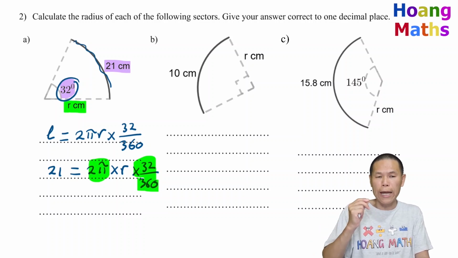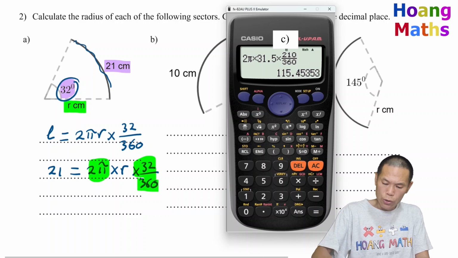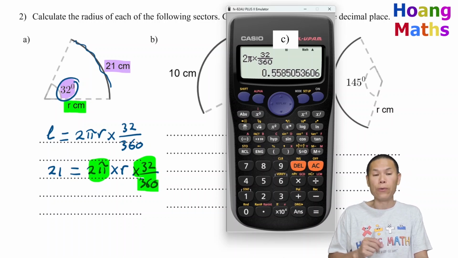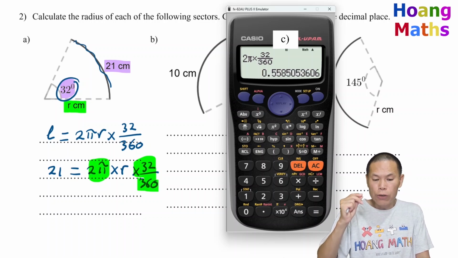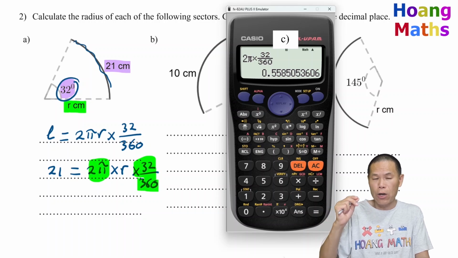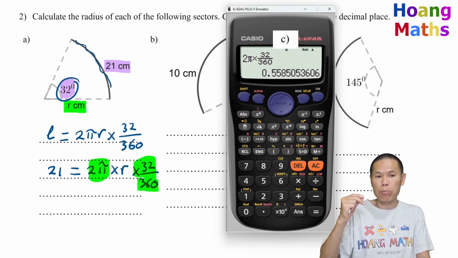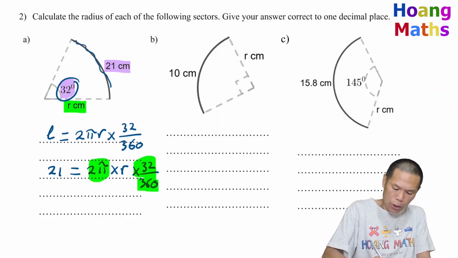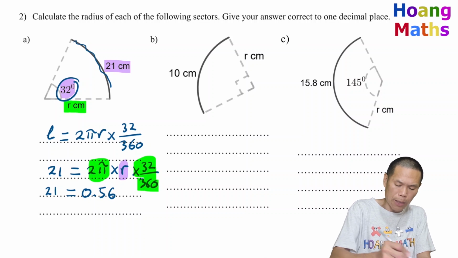Okay, so let me just put on a calculator first. So I just go 2 pi times 32 over 360, or divide by 360. So there you go, that is 0.55 and so on. Let me just write 0.56 for now, because I'm going to use the whole number on the calculator later on, so it doesn't matter how many decimal places are written. Okay, so 0.56 first. So that means 21 is equal to 0.56 times the radius, so times r.